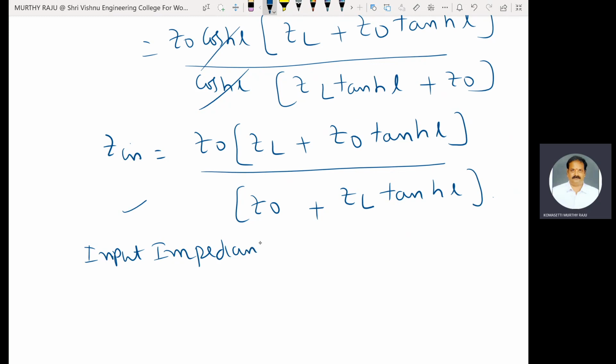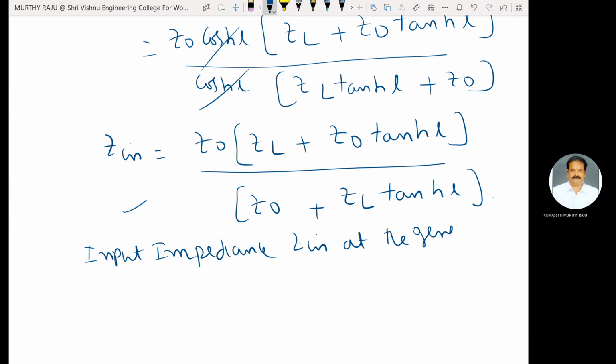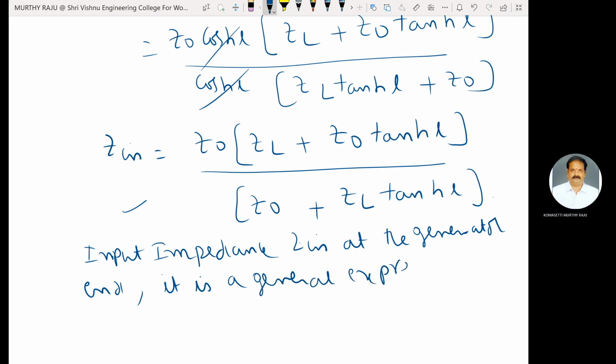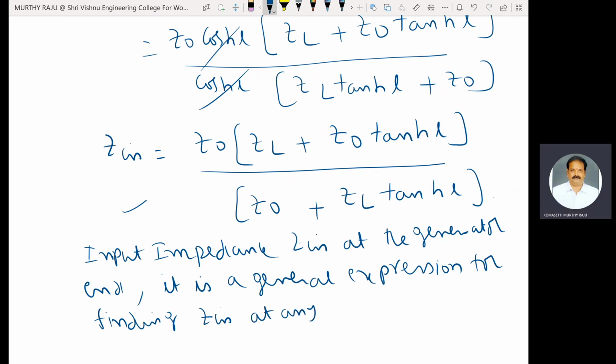This is the input impedance. Input impedance Zin at the generator end. It is a general expression for finding Zin at any point on the line.